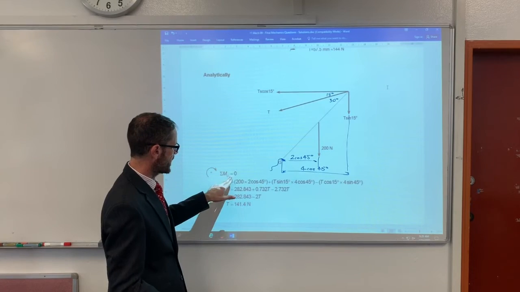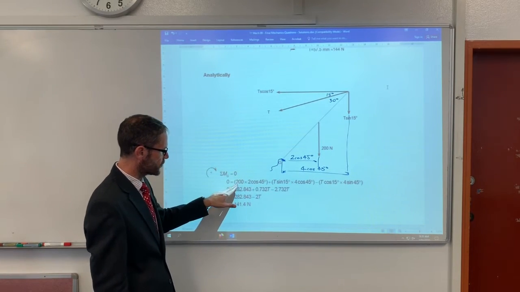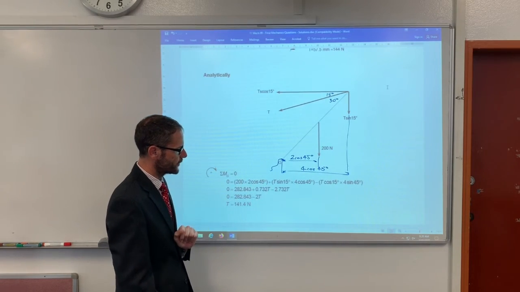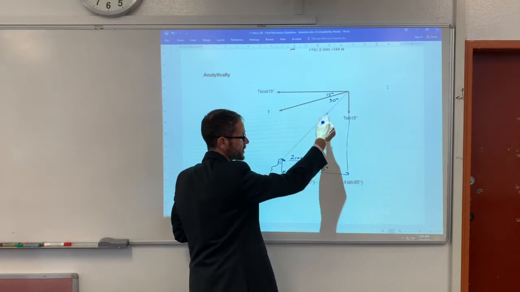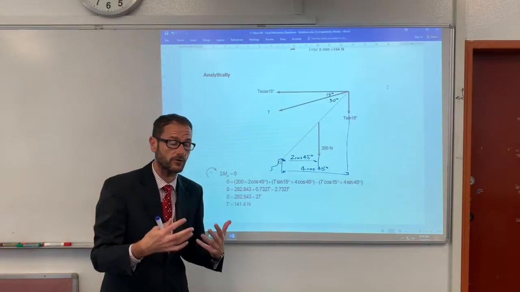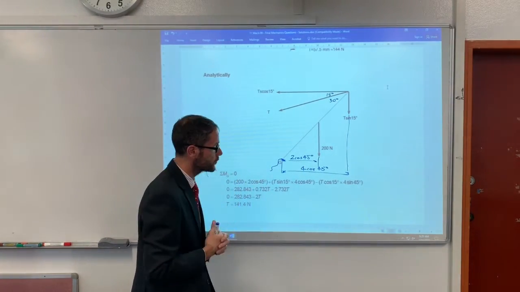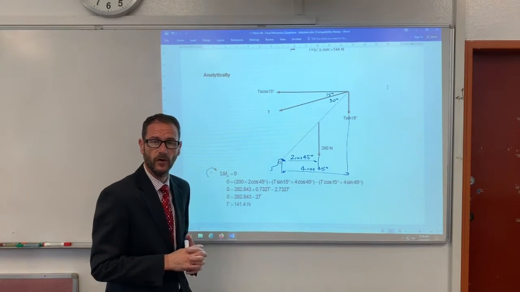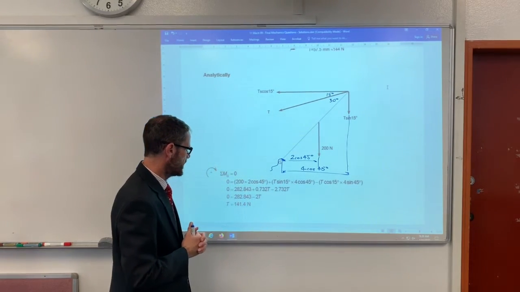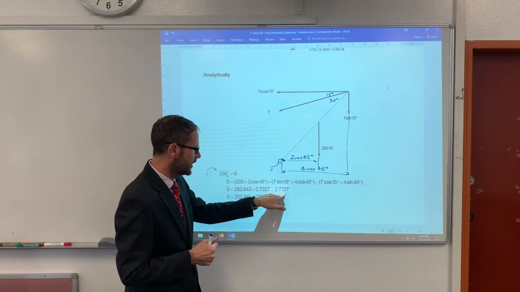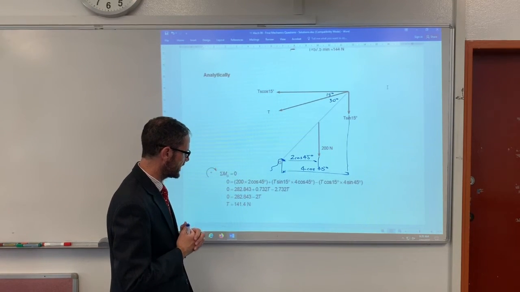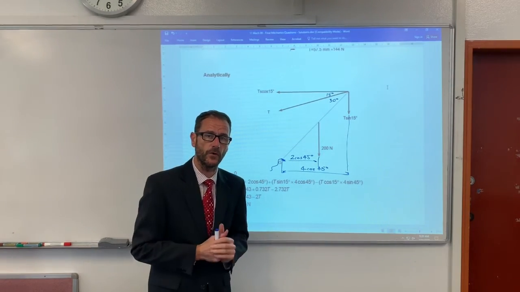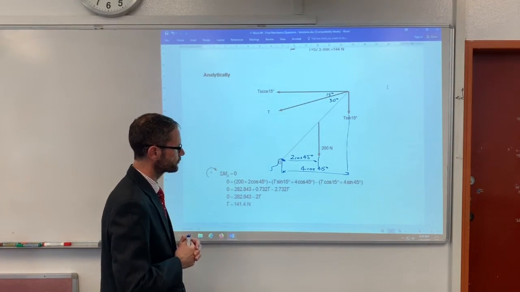So, I'm going to sum the moments about G. I've got 200 times by 2 cos 45 plus T sine 15 times 4 cos 45. So both of those moments are going clockwise, so they're positive. Minus T cos 45 times by 4 sine 45. So I end up with that number, 2 values for T there. They add together to make 2T, and my final answer is 141.4 newtons.